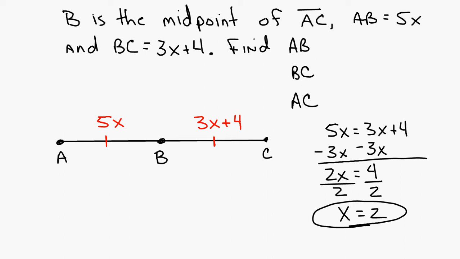No. Not done, are you? Because the question was find AB. How far is it from A to B? 10. 5 times 2, which is 10. How far is it from B to C? 3 times 2 is 6 plus 4 is 10. All right, so AB is 10, BC equals 10. That makes A to C equal to 20. Okay?